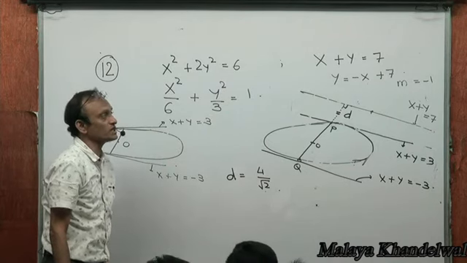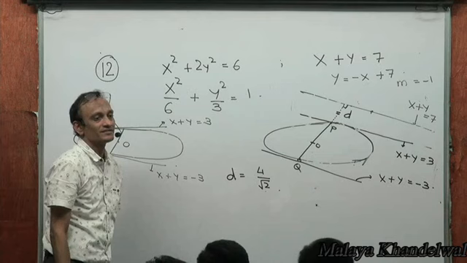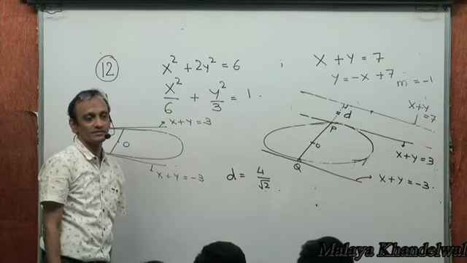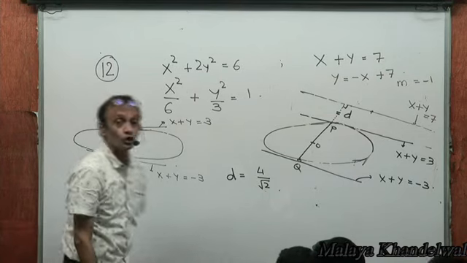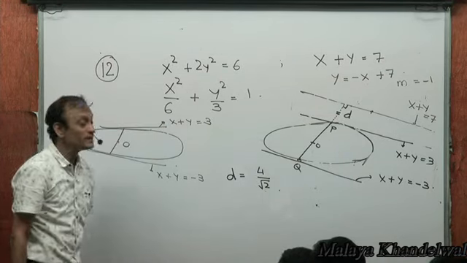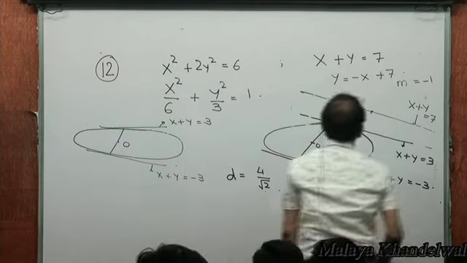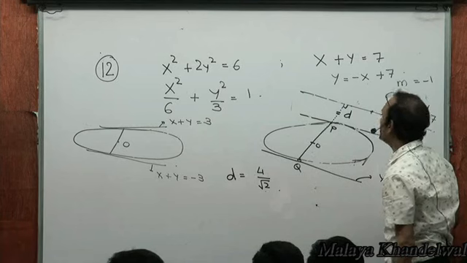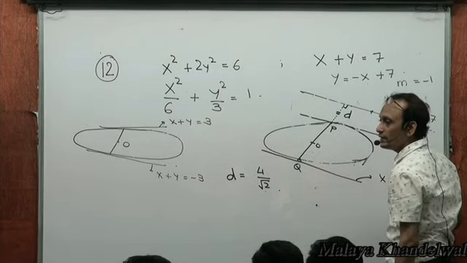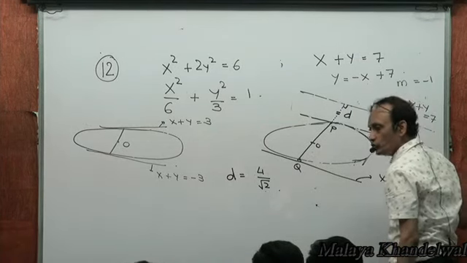Not always. In this case, for shortest distance it does. Not all cases. Now, which means I need to find the point of tangency of the line x plus y equal to 3.